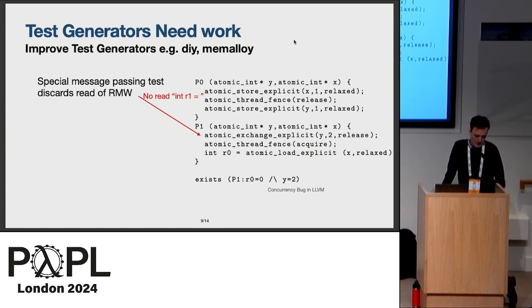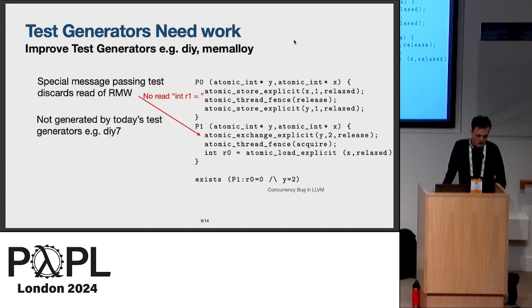P0 does two stores to x and y, and P1 does a read-modify-write of y followed by a load of x. Now, conventionally in a message passing test, you will store the value written by the exchange into some local variable R1, and then you'll check reordering of R1 with respect to R0 in order to see if message passing has been reordered. As far as I know, the state-of-the-art test generators will not generate this test on the right. I hand wrote this, and it took me a lot of thinking to do so.